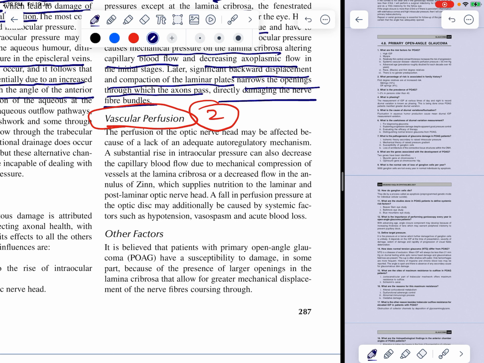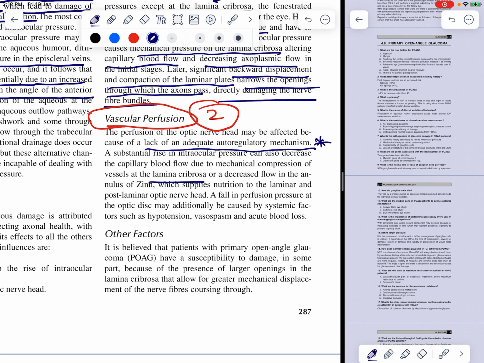The perfusion of the optic nerve may be affected because of inadequate autoregulatory mechanism. This mechanism we read in first year physiology. A substantial rise in intraocular pressure can also decrease the capillary blood flow due to mechanical compression of the vessels at the lamina cribrosa, or a decreased flow in the annulus of Zinn, which supplies nutrition to the laminar and post-laminar optic nerve head.